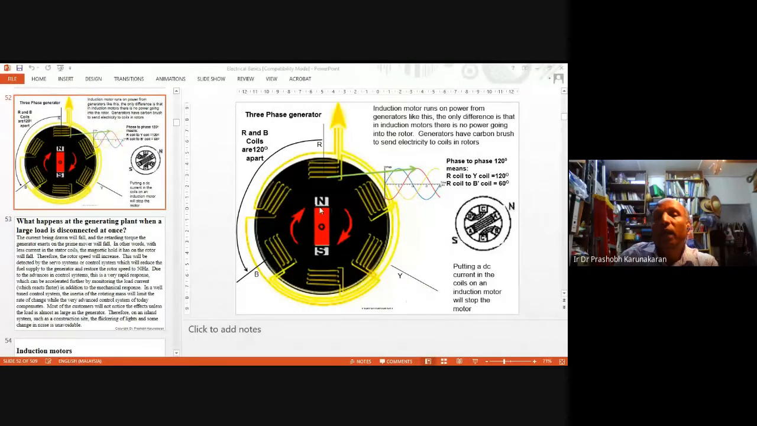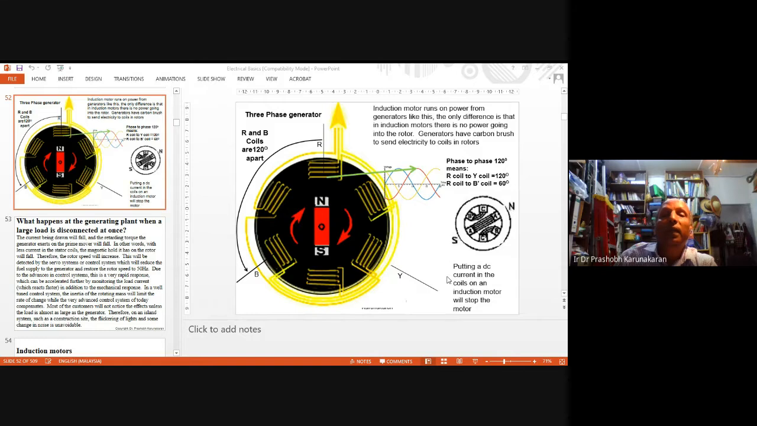So when this one passes this one, immediately this one will become magnet. I pass this one, immediately this one will become magnet. So you have a rotating magnetic field in the motor. This is a generator, this is a motor. So you have a rotating magnetic field in the stator. Stator means stationary. Rotor means rotating. That rotating magnetic field will make your rotor turn, and that's how the induction motor works.